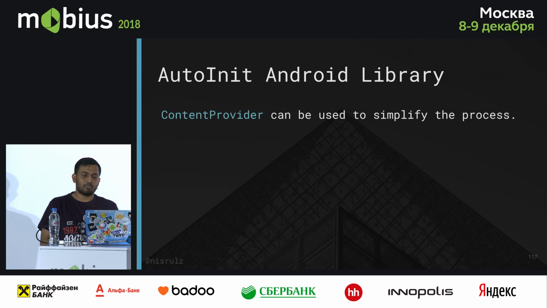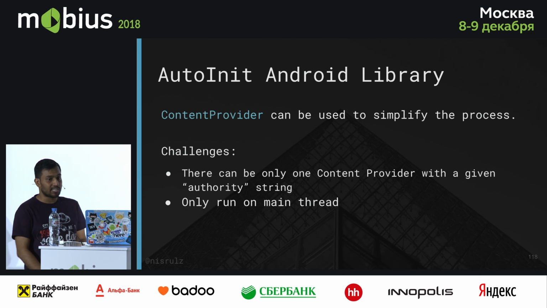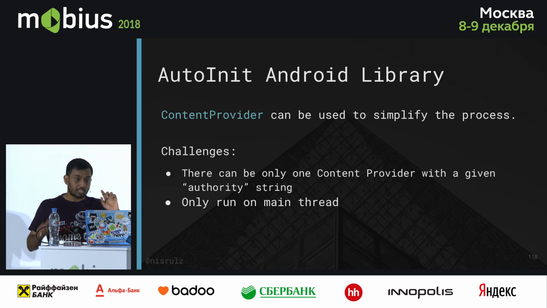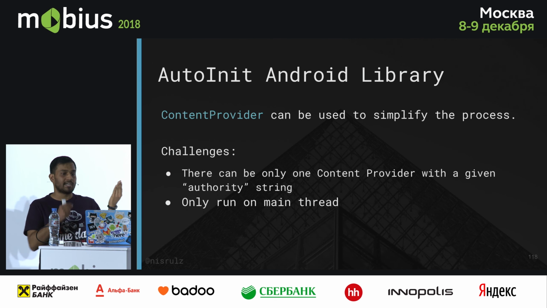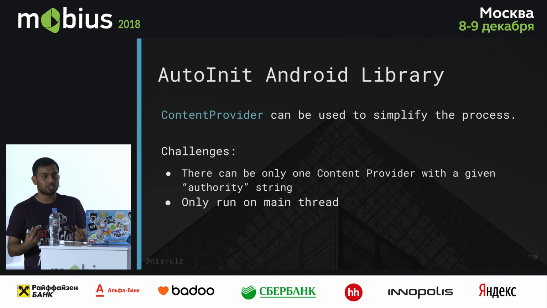Now, I said content provider can be used to simplify the process, but there are challenges. The challenge being the authority string actually is enforced to be unique. If it's not unique, this is what happens. You have a library that doesn't have a unique content provider authority string. It goes into an app A, and app A is installed. Super nice. When it goes into another app B, and on the same device, app B is trying to get installed, is when things will actually go wrong, because it will say that there's a conflict with the authority string, and app B will never get installed.